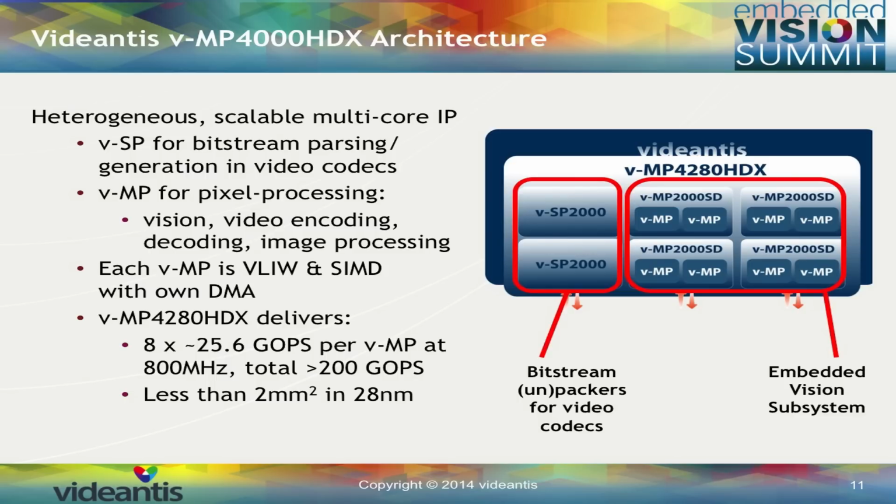So we have an array of those. Each MP is a small VLIW engine, a small SIMD engine, and at 800 megahertz it delivers about 25 giga operations. It's still very small. I'm not sure how many people here are in semiconductors, but it's always about being small, because if you're small, then the cost is lower. So for this whole architecture, we're less than 2 square millimeters in a 28 nanometer process.